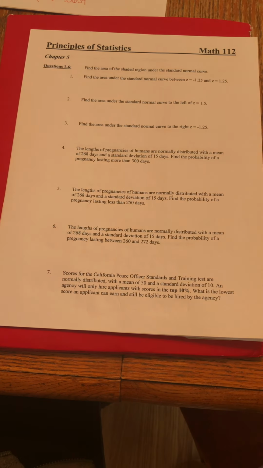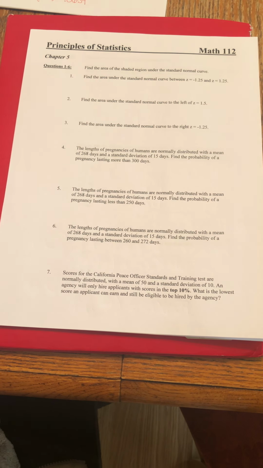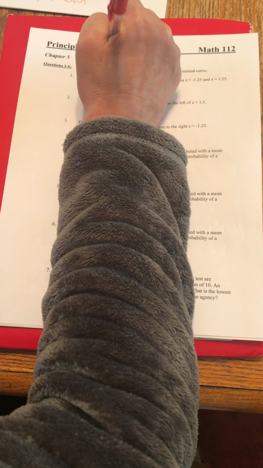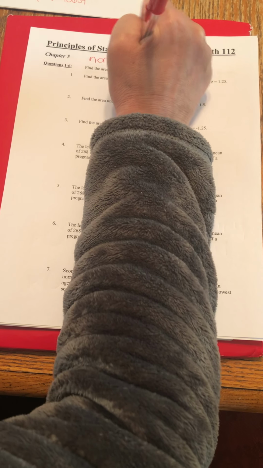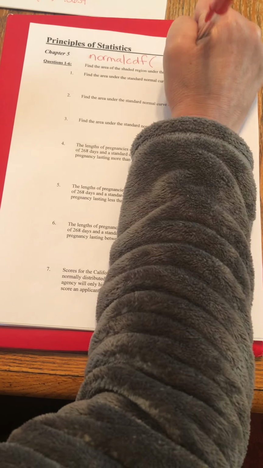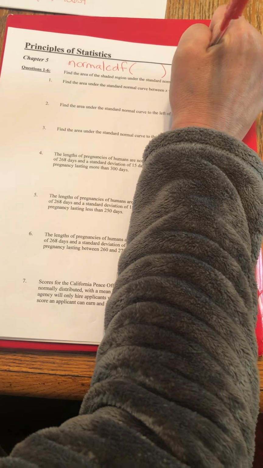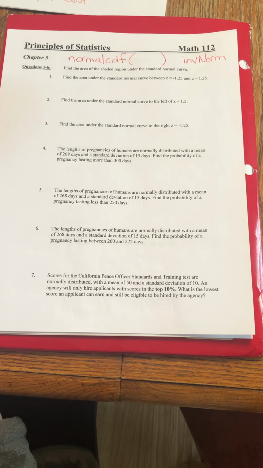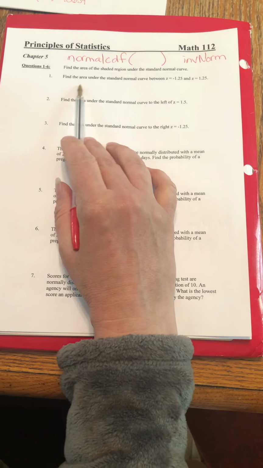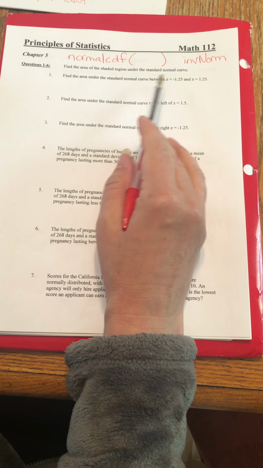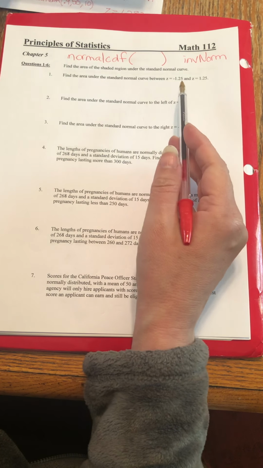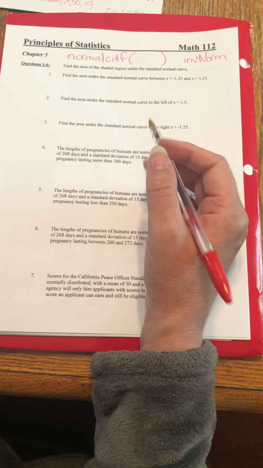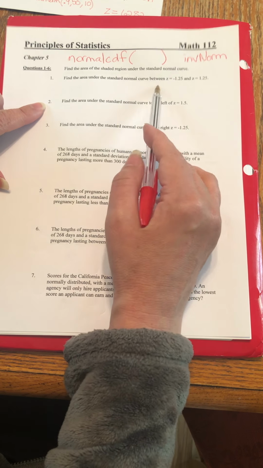Here we go, turn the page. And we are now to chapter 5. This was the normal. This is when we used normalcdf, and then when we went backwards we used inverse norm. Here we go. Find the area under a shaded normal curve between. This was a betweener problem. So let's see if you remember how to do a normal curve with a betweener problem.